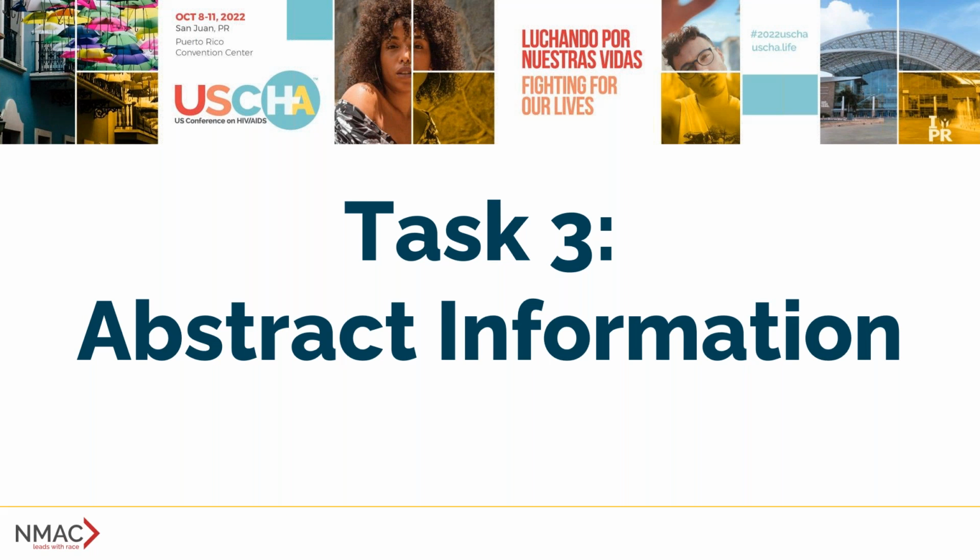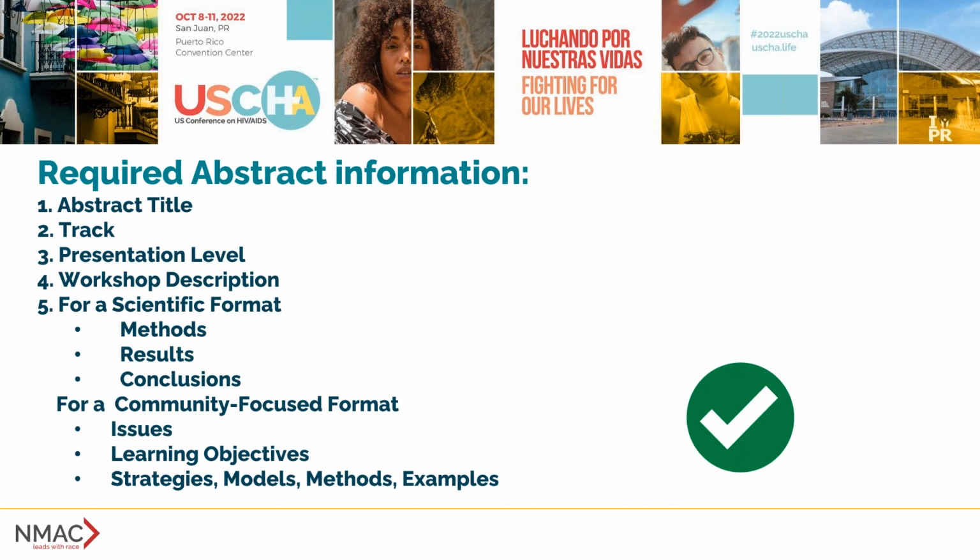And then task 3 for your abstract information. The following information is required before you're able to get your green check mark for this task. You'll need to check your title because it'll already be there. You just need to make sure it's what you want. You'll have the option to edit it if you need to. Here's where you'll select your track. We covered that in part 1. Track descriptions are listed on our website under the Abstracts tab.